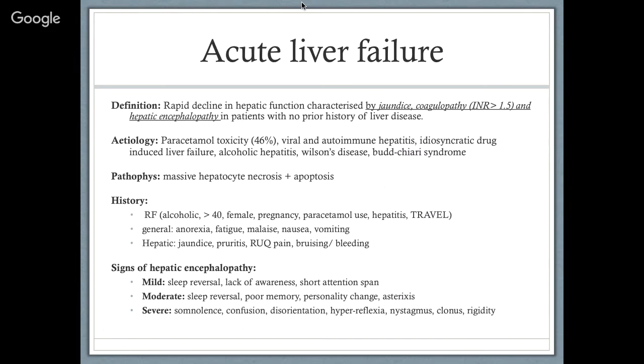There's a problem with metabolizing ammonia. We get a buildup of ammonia and we get signs here, mild, anything from sleep reversal, lack of awareness, short attention span, to the more severe neurological signs. So confusion, disorientation, hyperreflexia, nystagmus, clonus, rigidity. That's on the severe end of the hepatic encephalopathy spectrum.